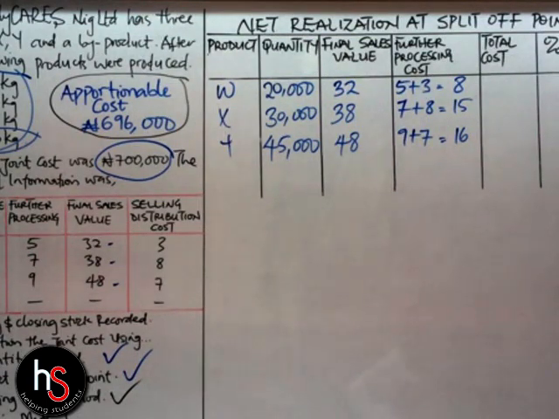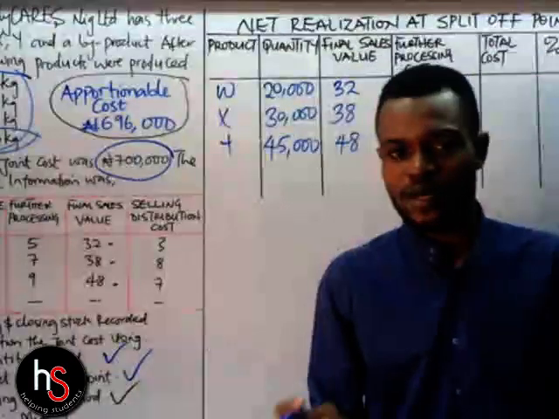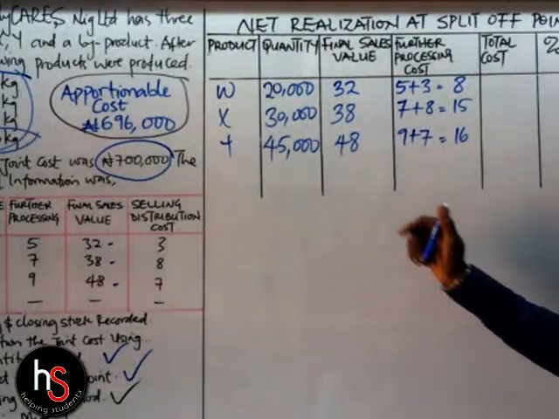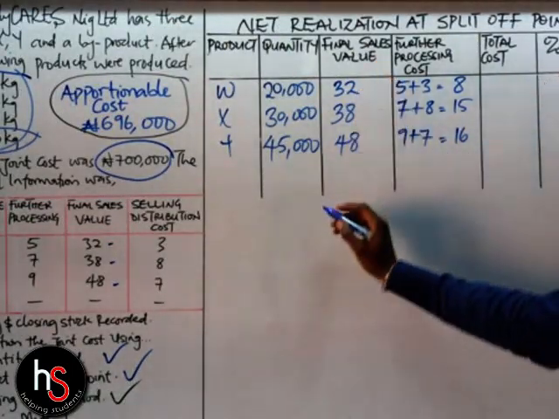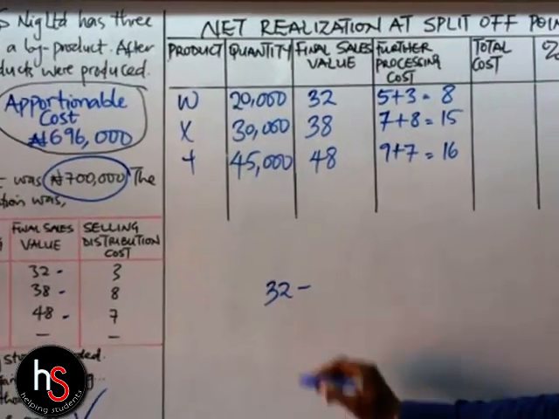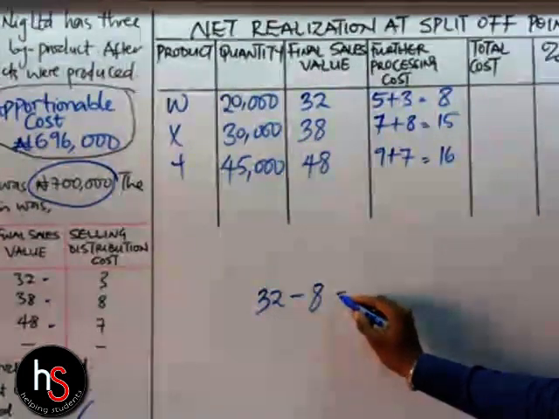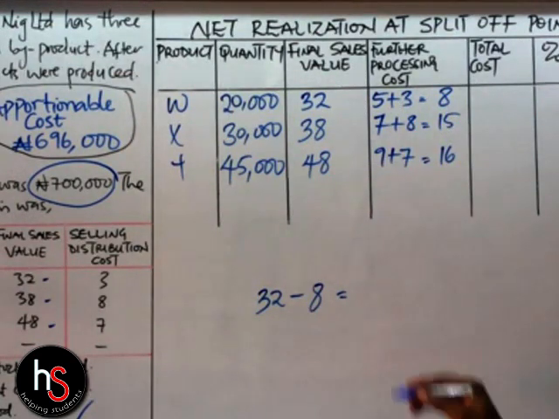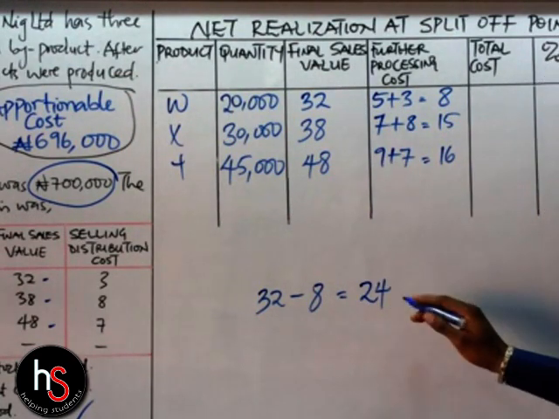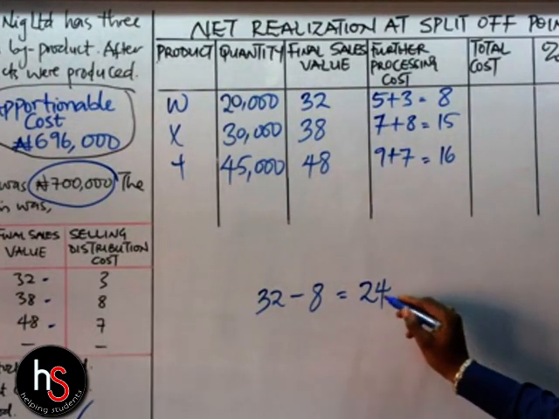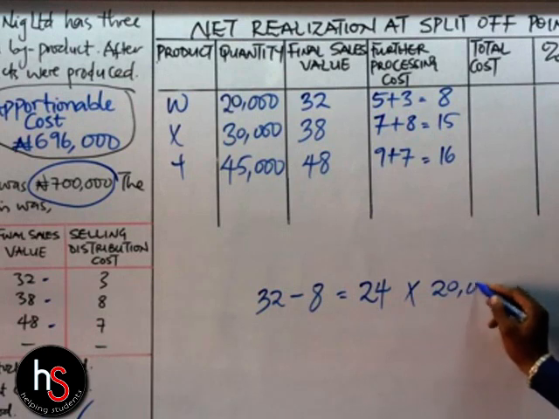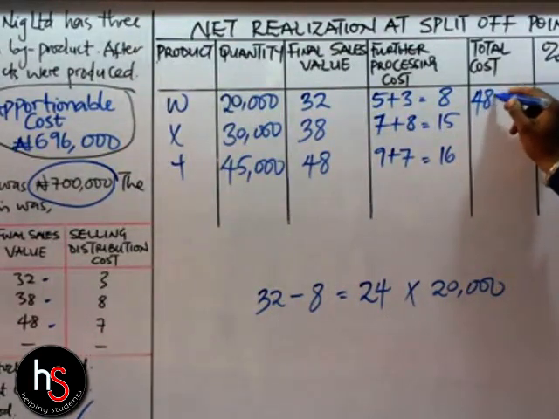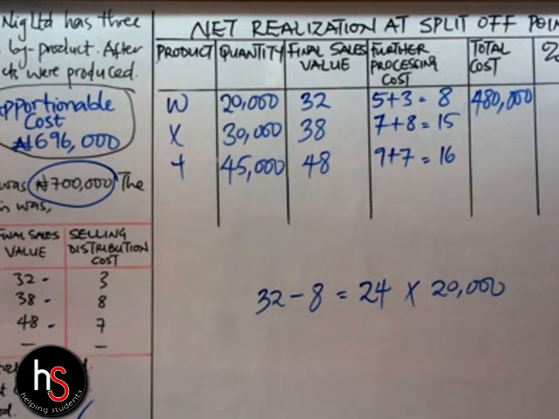So we get our total cost. Now, how do we get our total cost? There is a little magic we're going to do. Not really a magic, but there's something we need to take note of. We need to be very conscious of this. To get our total cost, we'll say 32, which is our final sales value, minus 8, which is our further processing. Now, 32 minus 8 gives us 24. Then 24 times 20,000, this value, gives us 480,000.